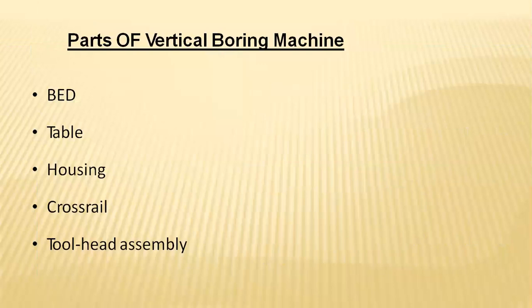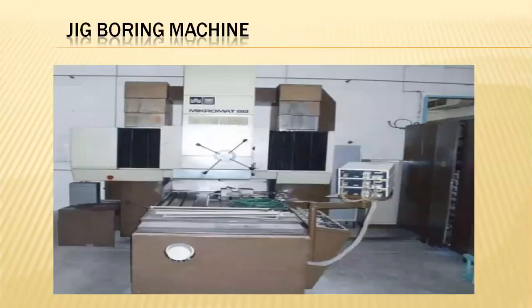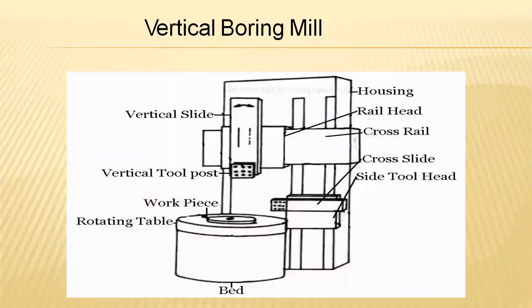Coming to the parts of this vertical boring machine, its bed, table, housing, cross rail, and tool head assembly were used to refer very clearly. There's some housing which is used for internal holding of the entire parts. Rail casings are utilized for the sliding motions, cross rails for sliding motions towards the horizontal or vertical guides, vertical tool posts and horizontal tool posts, and side tool heads.